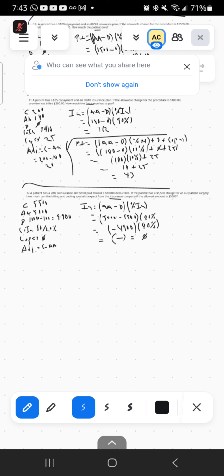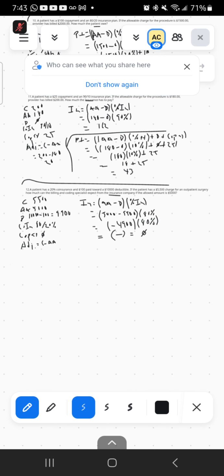So because it gave you a negative number, you stop. As soon as you get the negative number, you stop, and then the insurance pays 0. I did stop. I put 0, but I was unsure. Okay, well, you did good. Now let's do the patient just in case.